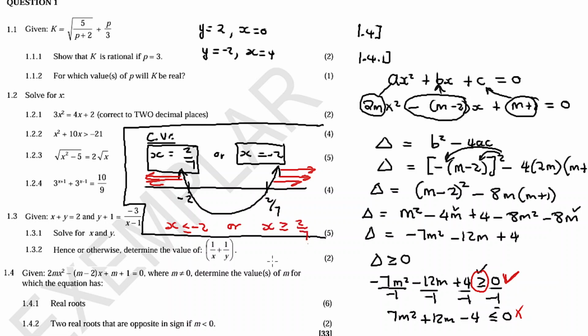If it was less than, instead of having greater than, the solution would be below the x-axis. So it means the solution would be minus 2 less than or equal to x less than or equal to 2 over 7. If it's greater than, it means x is bigger than 2 over 7, and another one is less than minus 2.